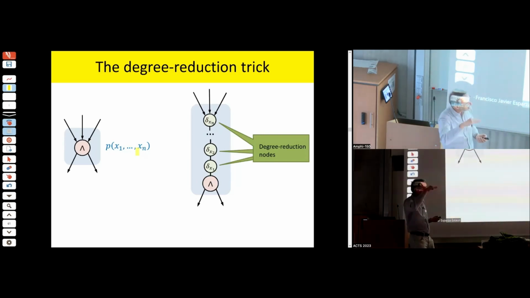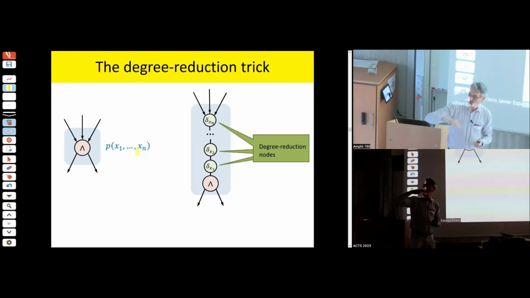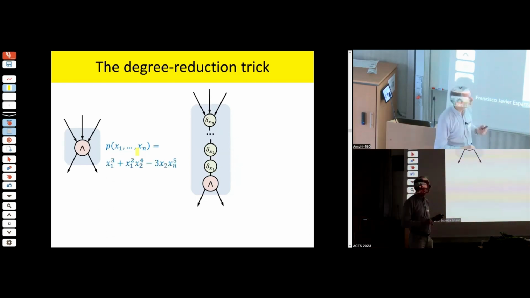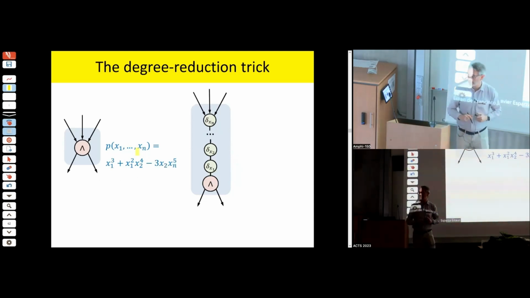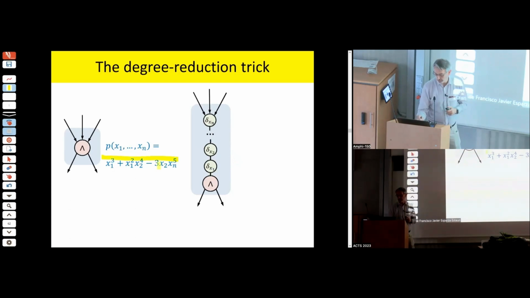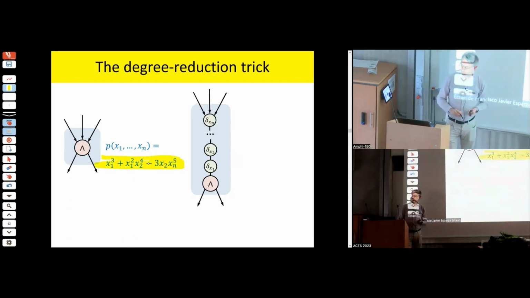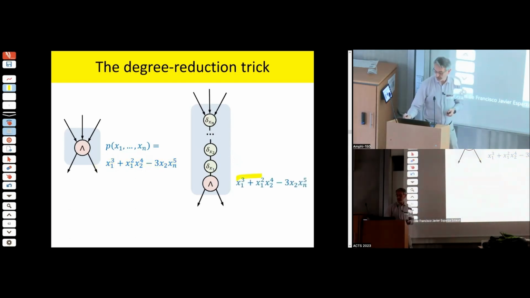They are reducing the degrees of the corresponding variable. So the idea is the following. Imagine that this polynomial would be something like this, right? Imagine this polynomial is this one. So then we have this polynomial here.